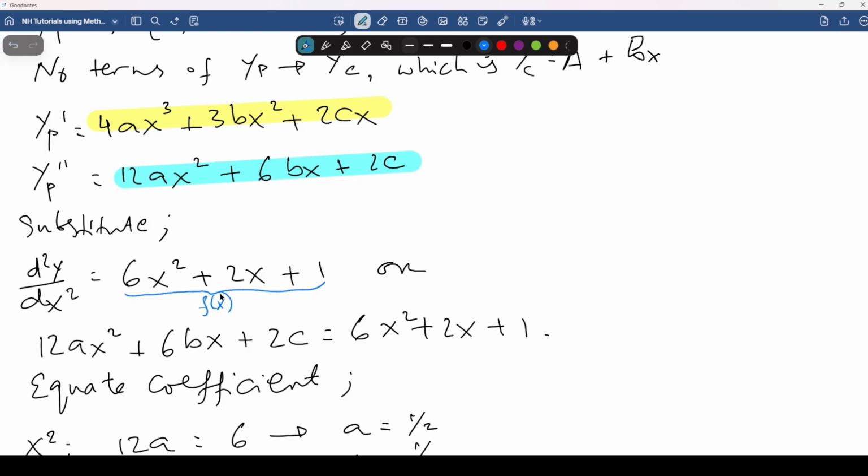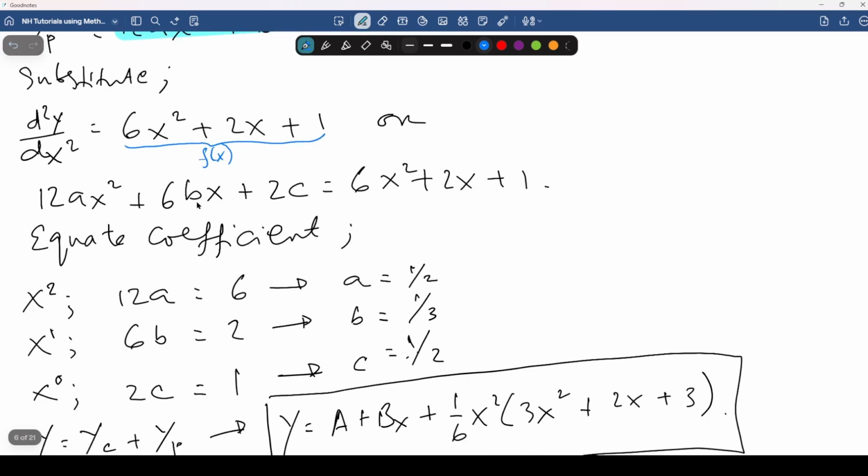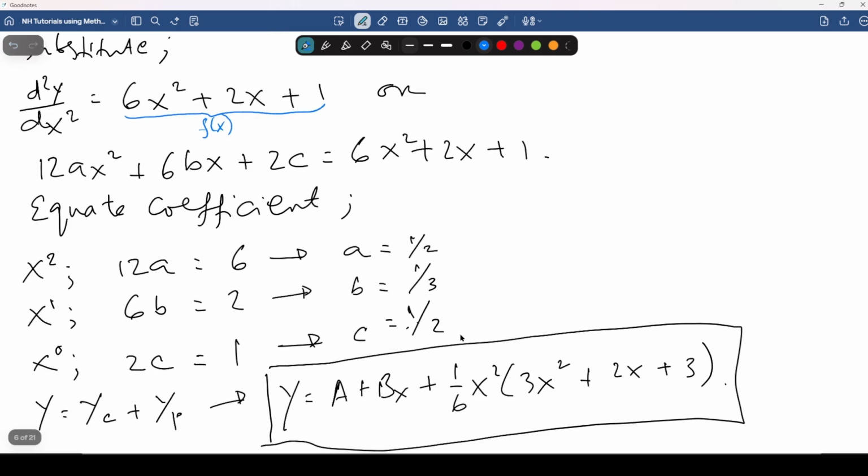So 6x squared plus 2x plus 1, which we can then equate, just like before, coefficient by coefficient. For x squared we have 12a, and on the non-homogeneous part we have 6, so you can easily get a equals half, since 6 over 12 is half. For x we have 6b equals 2, and therefore b is 1 over 3, or 2 over 6. And for the constant, 2c equals 1, therefore c equals half.